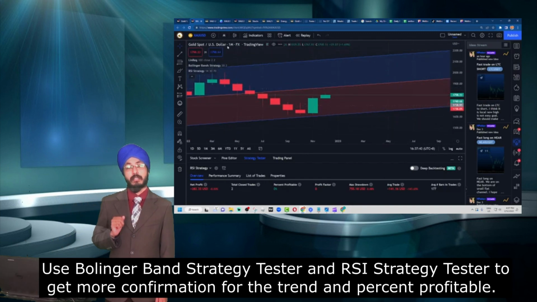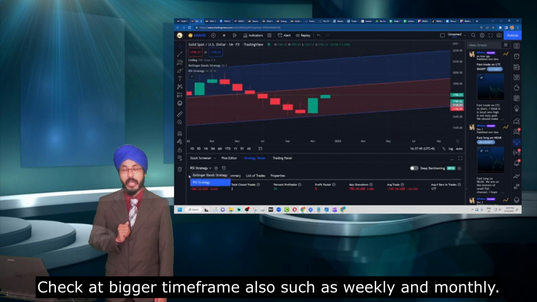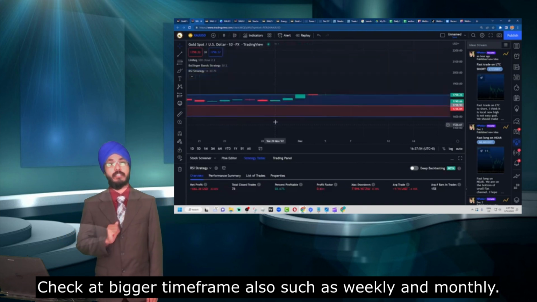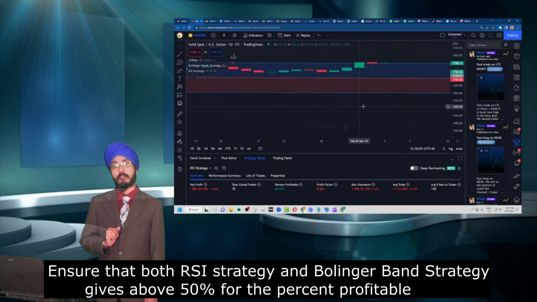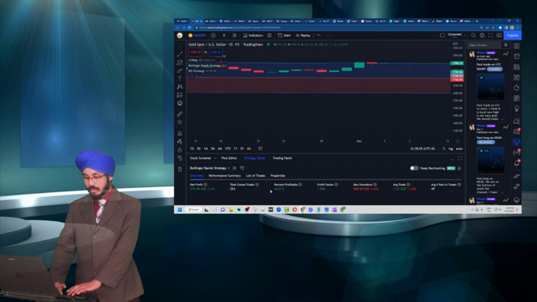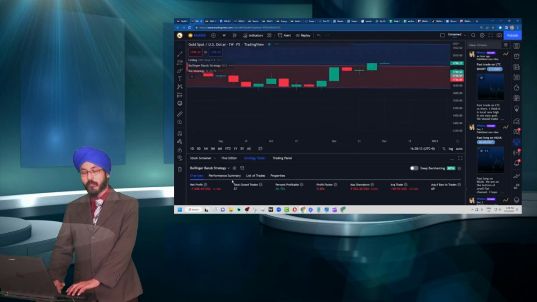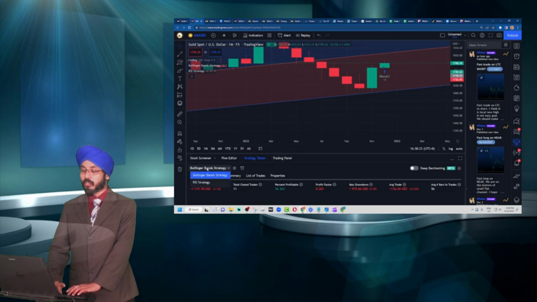We can use another strategy tester, which is known as the Bollinger Band strategy tester, and also the RSI strategy tester. It's very important to ensure that the RSI strategy tester and the Bollinger Band strategy tester give a percent profitable above 50%. Firstly at the daily, for the Bollinger Band strategy we have about 64.57%, and if we move to our weekly, we have about 56.76%, and for our monthly, we have 36.36%.